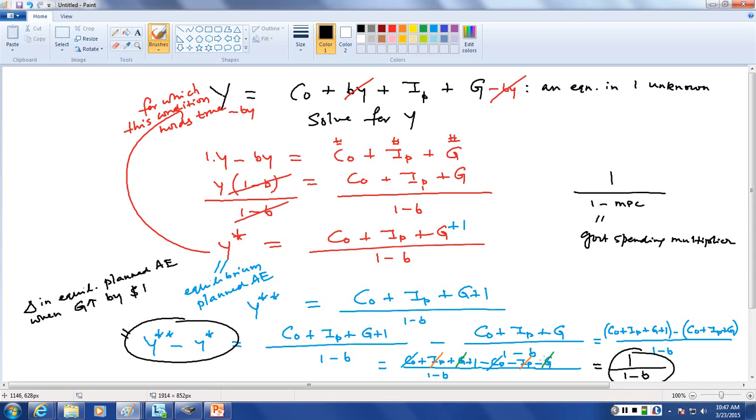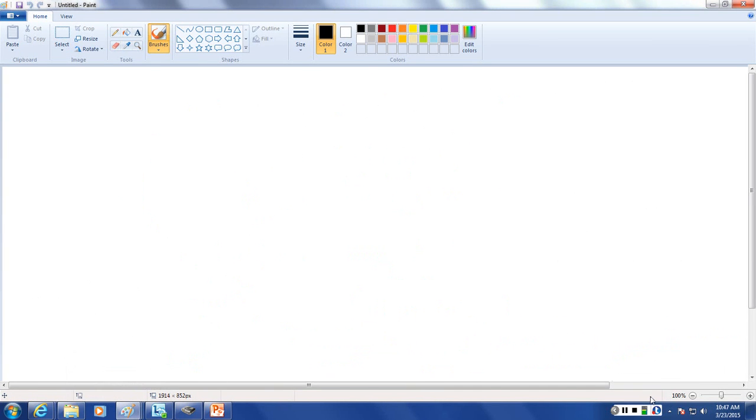Now, let's quickly look at the investment spending multiplier. How would that work? Again, I am going to go to my equation for equilibrium planned aggregate expenditure. And what is that? Y star is equal to C0 plus IP plus G, divided by 1 minus B. But now let me do this.